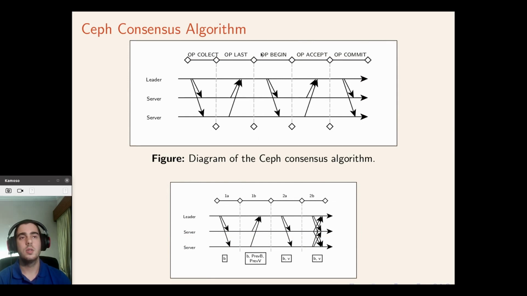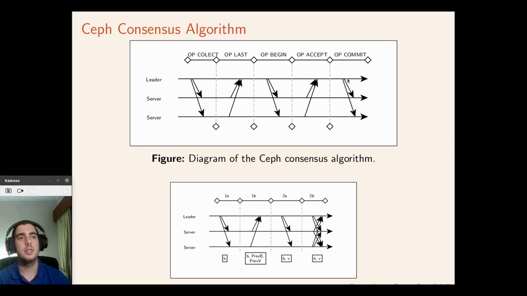For the consensus algorithm, you can see here above the algorithm that is in Ceph and below the Paxos algorithm for comparison. The names of the phases are changed, but we can map the phases simply, so the operations collect and last can be mapped to phase 1, and the operations begin, accept and commit can be mapped to phase 2. The implementation in Ceph is for Multi-Paxos, so we also have a slot variable. It's not called slot, but it can be mapped to a slot variable.